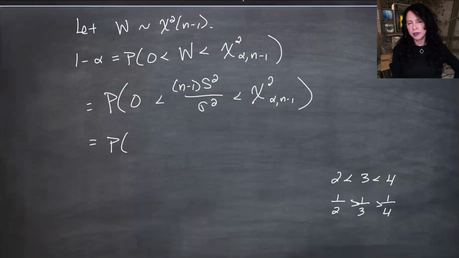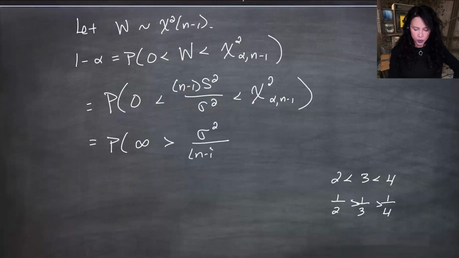So when you flip 0, just think of it as flipping an infinitesimally small number. It's blowing up, and you're going to get infinity. When you flip the middle, you're going to get sigma squared over (n minus 1) s squared. And when you flip this other side, you're going to get 1 over this chi-squared critical value.